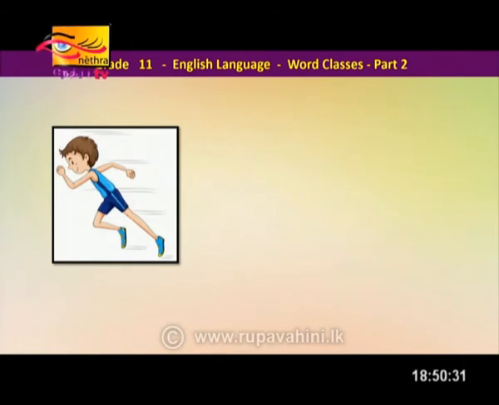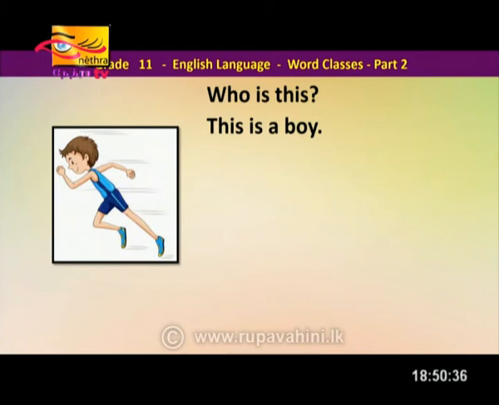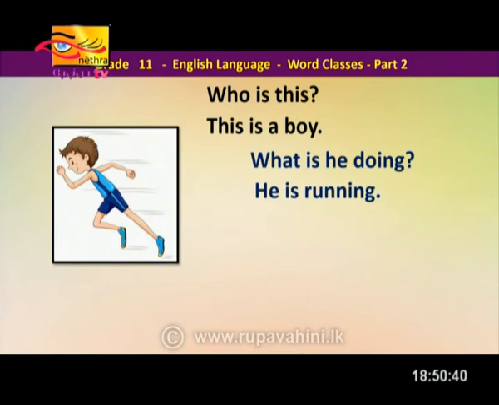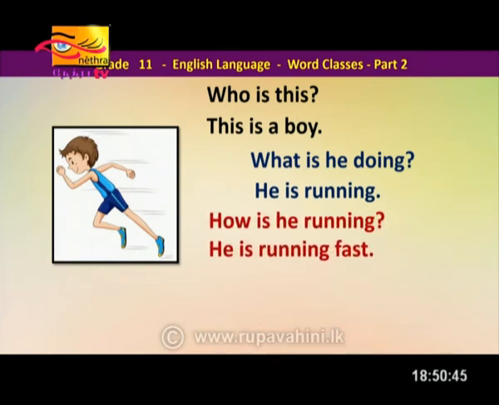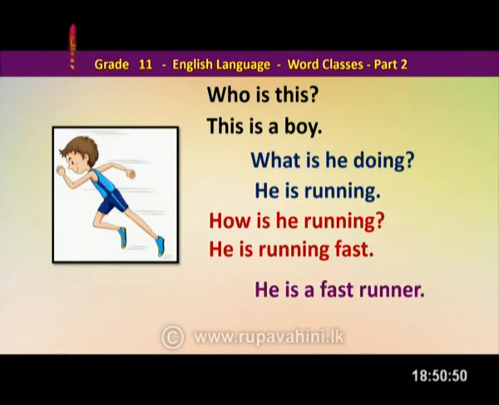Right. Then whom do you see here? A runner. Yes, this is a boy. And then what is he doing? He is running. Then how is he running? He's running fast. So you can call him a fast runner. So fast is an adjective here. We are going to revise that also in this lesson because this is part 2. We have already done the first part, adjectives and nouns as well.